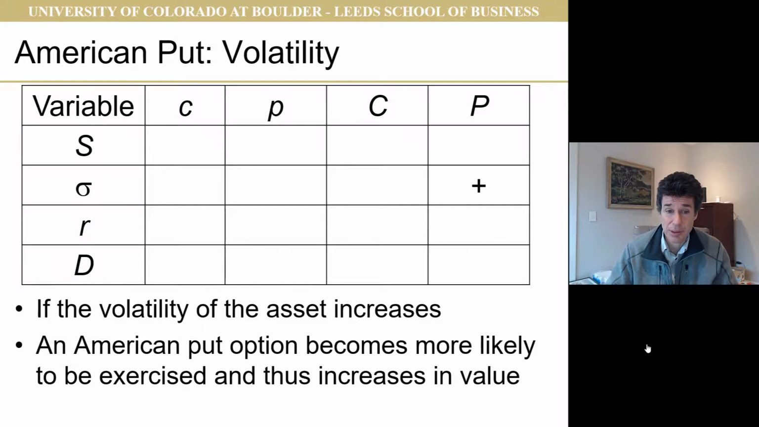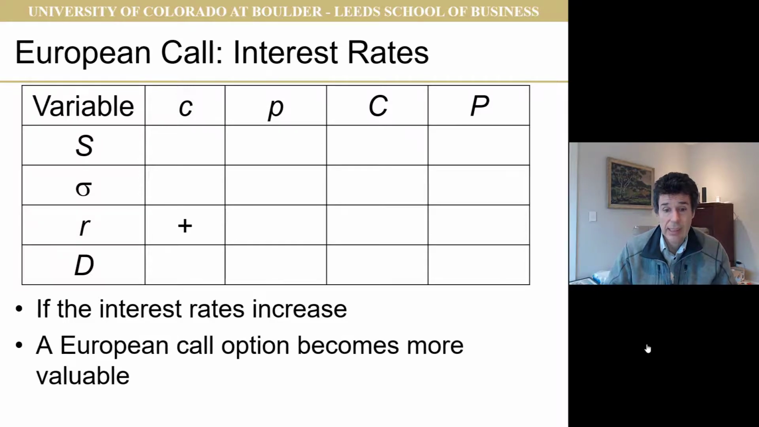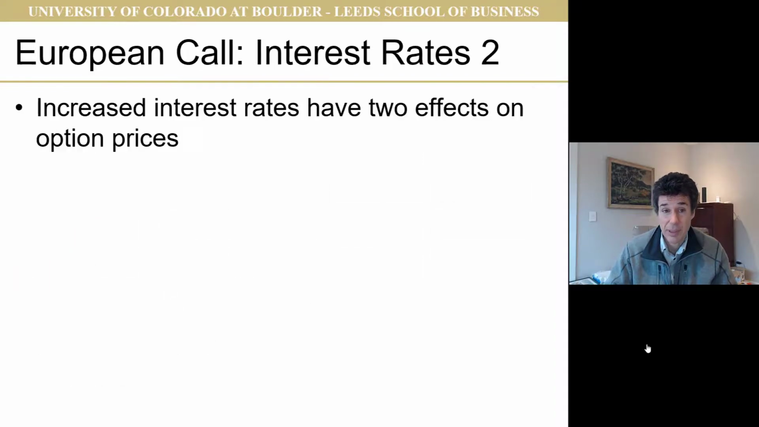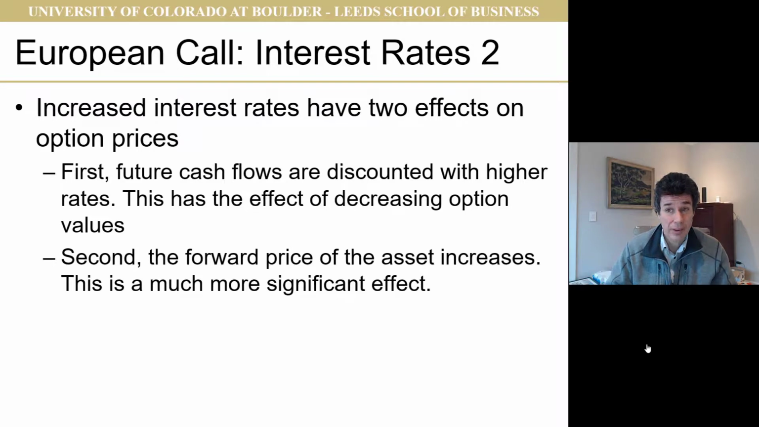All right, interest rates. Interest rates are a little confusing, so we'll spend a little time here as well. If interest rates increase, then the European call option becomes more valuable. Let's think about why, because there are two effects. The first is that future cash flows, since options pay sometime in the future, are discounted with higher rates. This has the effect of decreasing the option value. Second, the forward price of the asset: remember for a simple asset, the forward price is S e^(rT), and a greater r is going to increase the forward price.